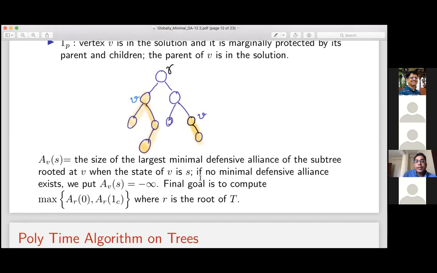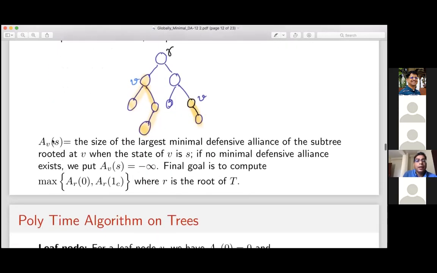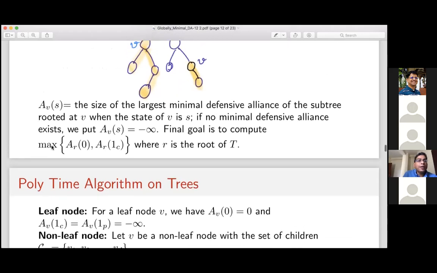So for every subtree hanging on some vertex, say V, I'll compute this number. I'll see what is the maximum size minimal defensive alliance when the state of the vertex is S. And I have 3 states basically. So this is how the algorithm works.